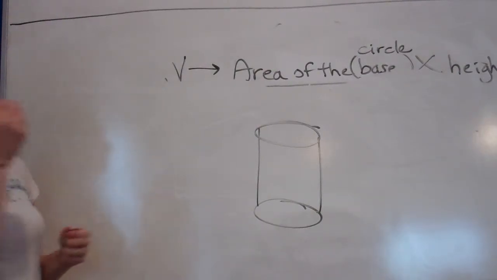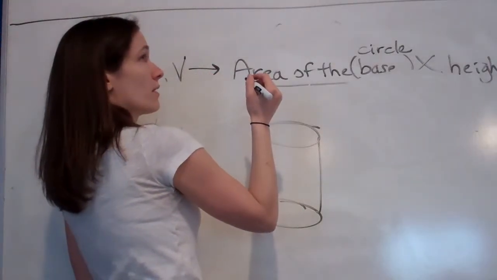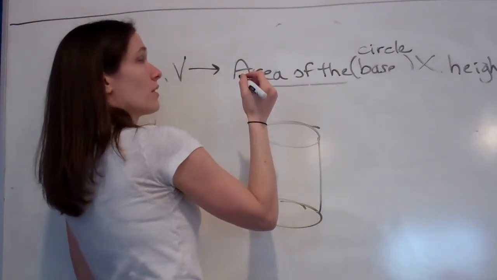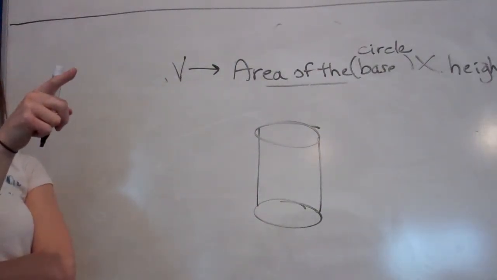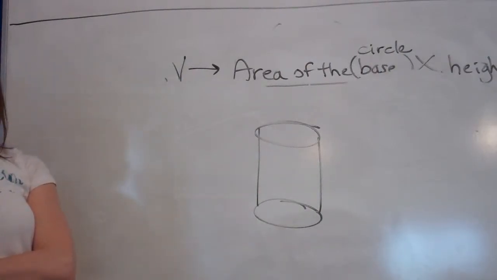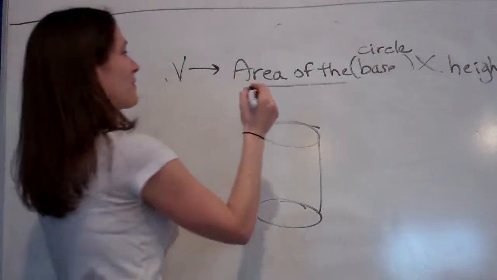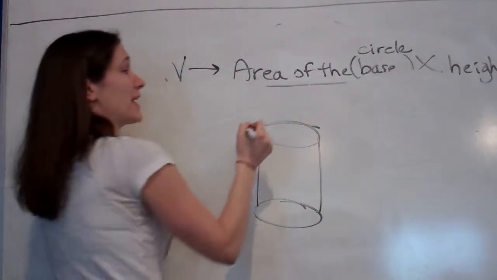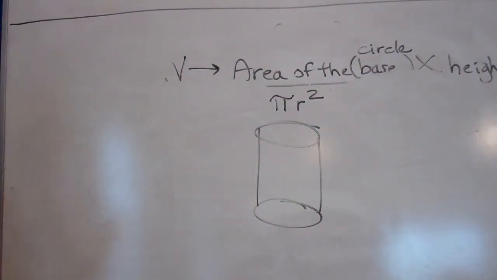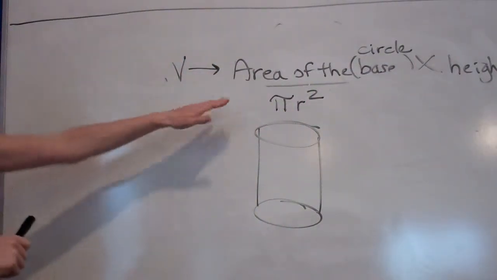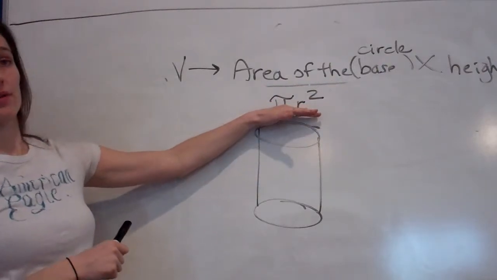Radius squared times the diameter. No, radius squared times pi. Area equals pi r squared. Ding, ding, ding. The area of a circle is pi r squared. If you do not know that, you need to know that. Say that again: the area of a circle is pi r squared.